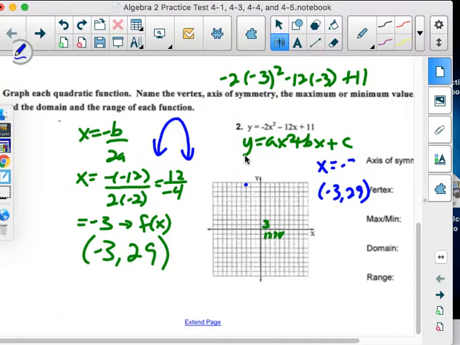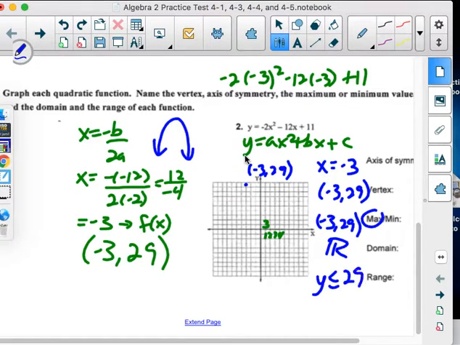My axis of symmetry is going to be x equals negative 3 because it's always going to be a vertical line through the x-coordinate for the vertex. And because I know this is going to go down, I know that this is actually a max at negative 3, 29. It is a maximum. And my domain for this, again, I don't see any division, I don't see any square roots, so it's going to be all reals. But my range, this y value of 29 up here, that's the highest y value we're going to use. So y is going to be less than or equal to 29.